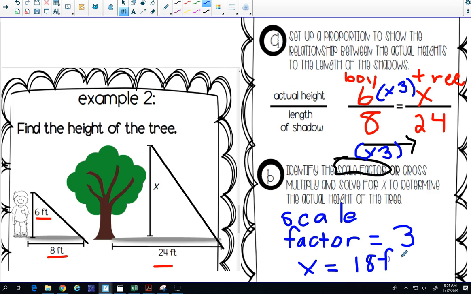Now if you chose to use the cross products, that would be okay too, because you'd multiply 6 by 24 and then you would divide that by 8, and that would also give you 18 feet. So on IXL, you guys are going to have problems that have not only similar shapes, but also problems that ask you to find the height of objects based on the relationship between other objects and their shadows. And that concludes our lesson on indirect measurement.